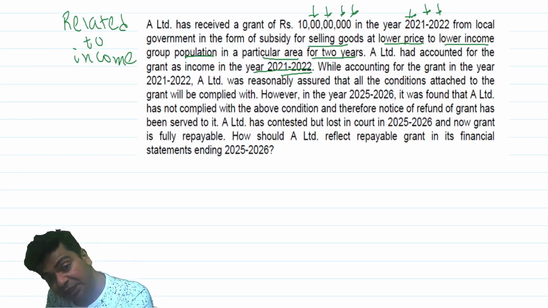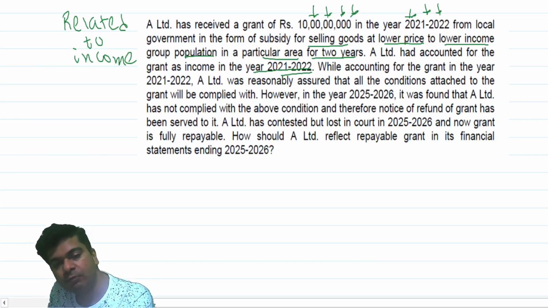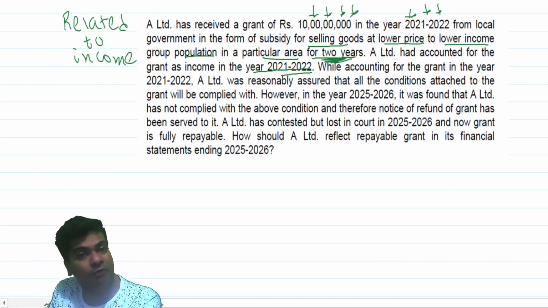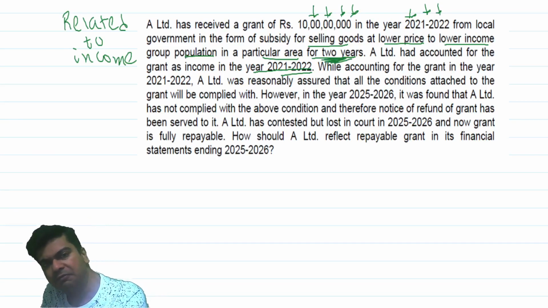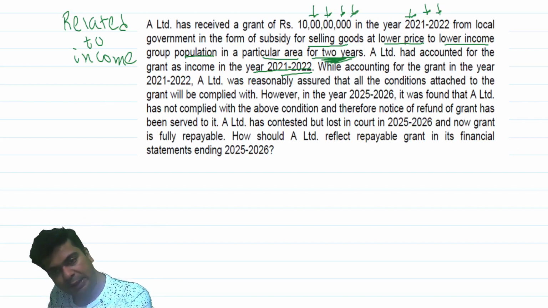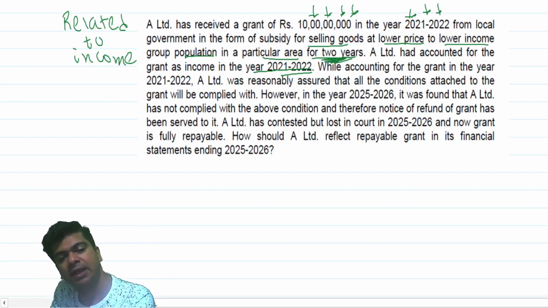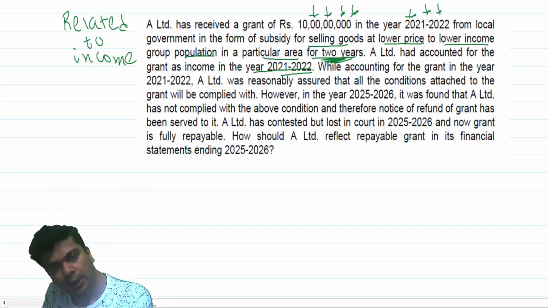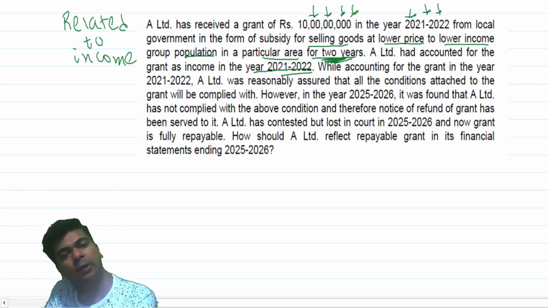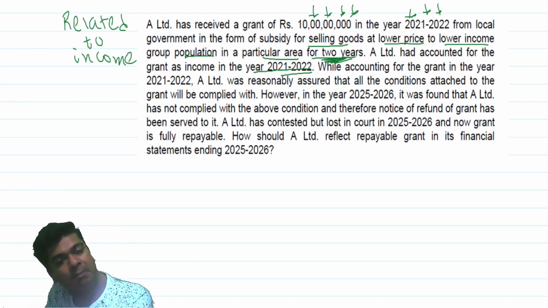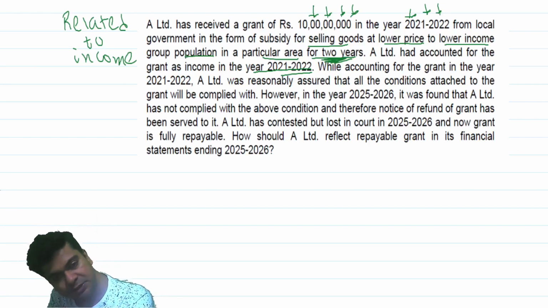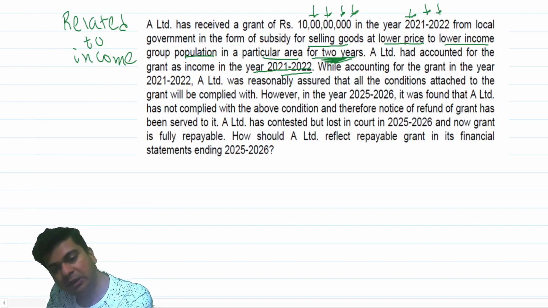I do have a slight issue with this accounting treatment because this grant is for a period of 2 years. If the grant is for a period of 2 years, it should be recognized in your P&L over a period of 2 years. But we will solve the question, of course, the way they have given. They are saying A Limited accounted for the grant as income in the year 2021-22. Indirectly, they are trying to tell us that the entire 10 crores was credited to the P&L. Although the right treatment in my view is that it should have been recognized in the P&L over a period of 2 years. Anyways, we will solve the way they have given.